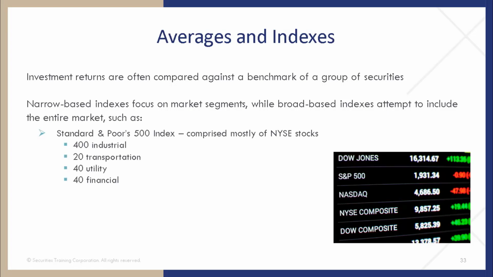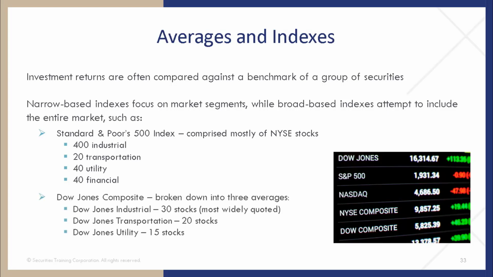Now, the S&P 500 is one of the most widely followed indexes there is. A lot of people benchmark their returns, or compare their returns, against the S&P 500. It's made up of 400 industrial companies, 20 transportation, 40 utility, and 40 financial. So the S&P 500 is predominantly industrial companies. The second broad-based one is the Dow. Now, the Dow Jones Composite is actually 65 companies made up of the industrials, transportation, and utilities.